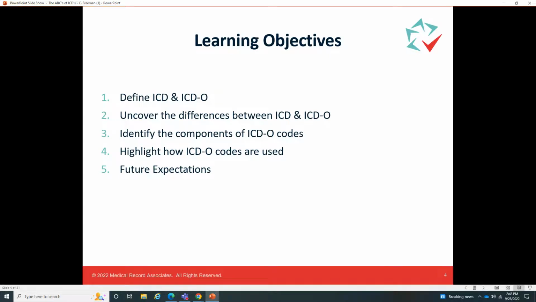Our learning objectives. At the end of this presentation, you will be able to define an ICD code and an ICD-O code. Uncover the differences between ICD and ICD-O. Identify the components of ICD-O codes. Highlight how the codes are used throughout the healthcare industry and any future expectations of what we might be looking forward to with our codes down the line.